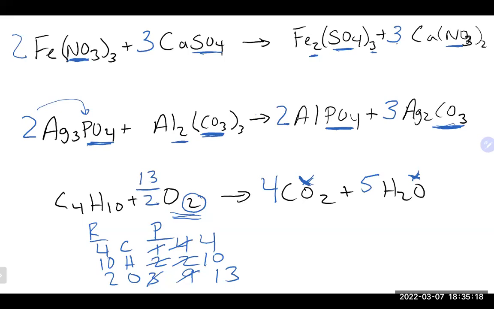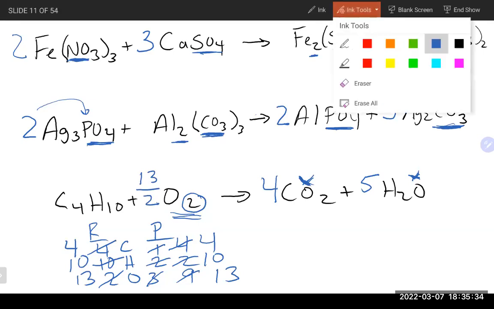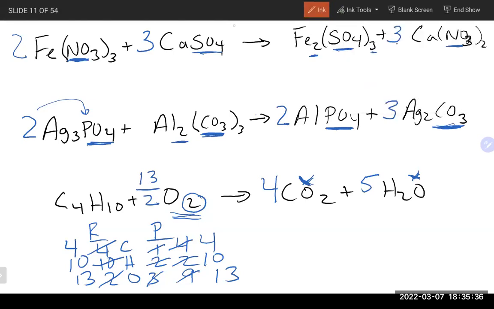And when we do that, that would get us four carbons on the left, 10 hydrogens on the left, 13 halves times 2 is 13. Once again, this is balanced, but we cannot leave it like that, right? Because we do have a fraction. So we do need to clear it.